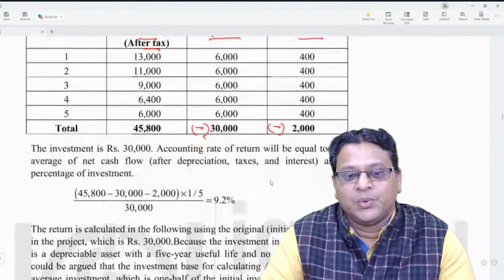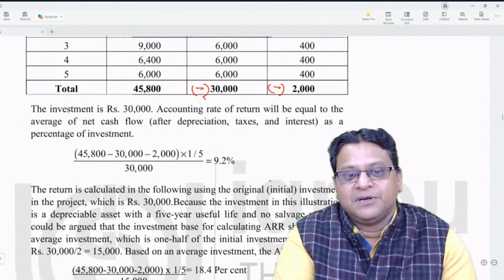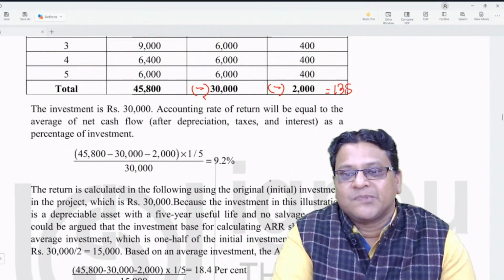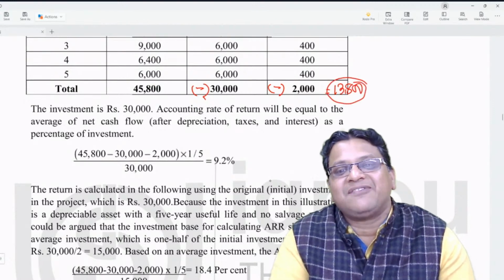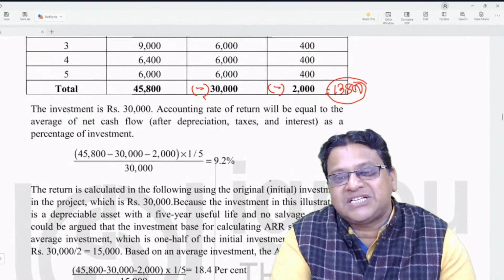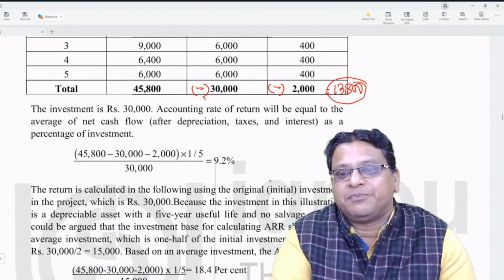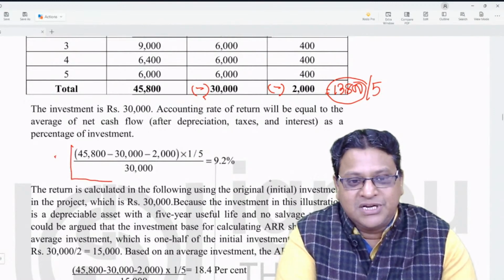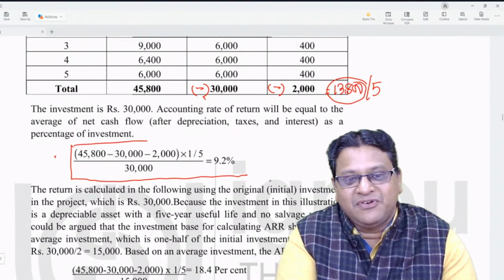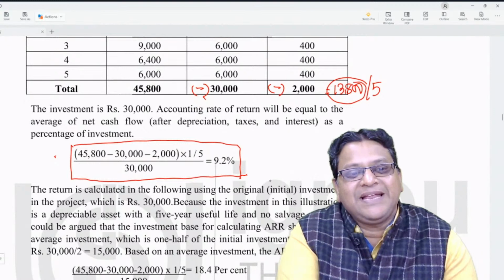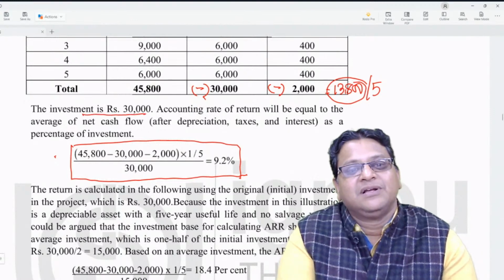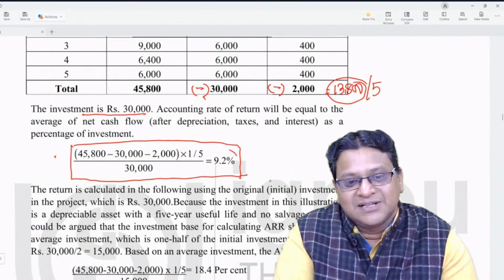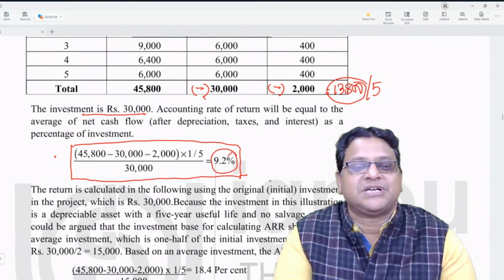It is coming to 45 minus 32, that is equal to 13,800. This is the PAT of the entire 5 years. And if you calculate the average PAT per year, we have to divide it by 5. So 45,800 minus 30,000 minus 2,000 divided by 5. This is the average PAT. Divide by investment. What is the investment made in the project? In the question it is given, the investment is 30,000. So dividing by 30,000, the ARR comes to 9.2%.